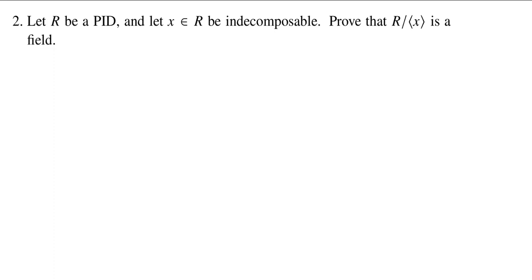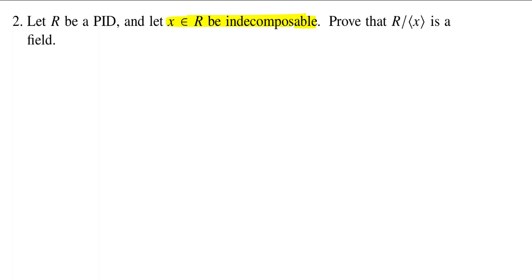So recall, X being indecomposable tells us that if we could ever factor X as a product of elements in the ring, one of the factors has to be a unit. And so we want to prove that the quotient ring is a field, where by the quotient ring, I'm referring to modding out by the ideal generated by X.